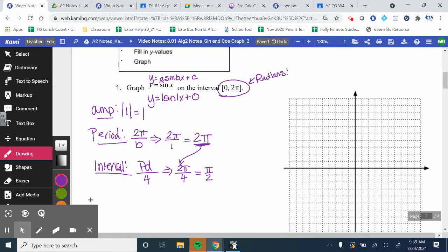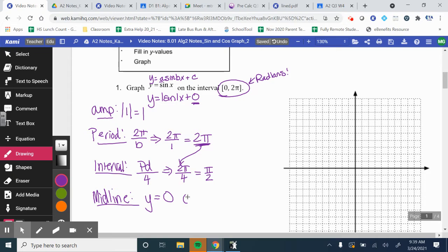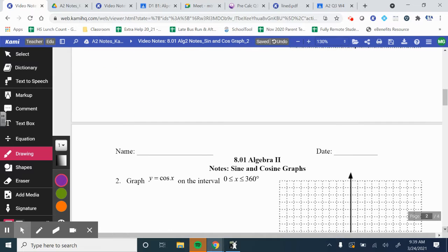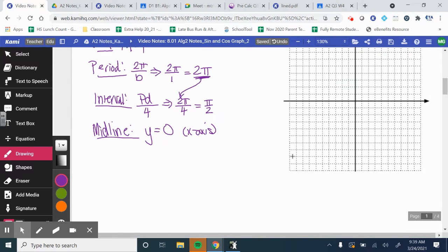Next, we'll find our midline as well. I don't have this on the steps, but I'm going to include it as well, just so you practice and see what it is. And the midline is whatever your C is, so ours is 0, so it's just going to be y equals 0, also known as the x-axis. It says this a lot on here.